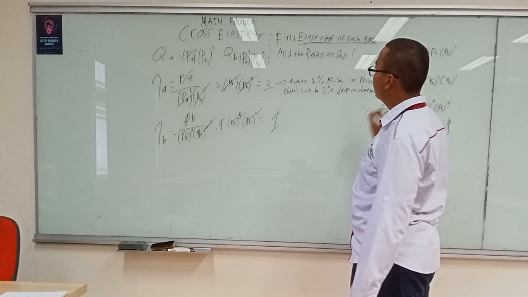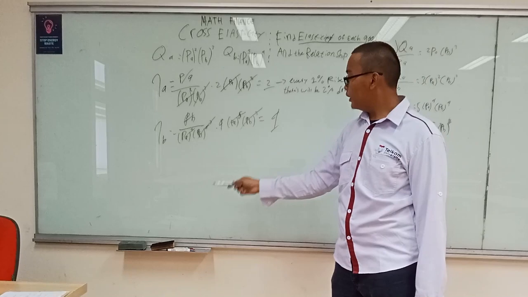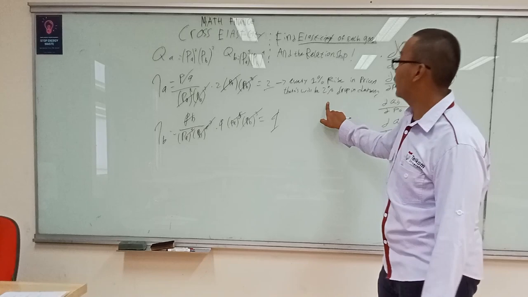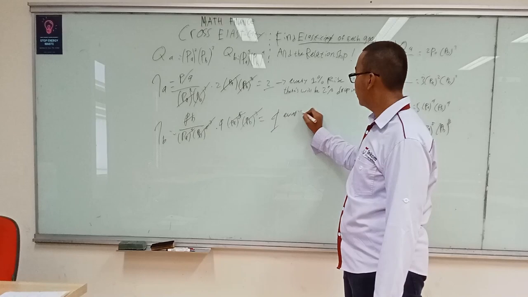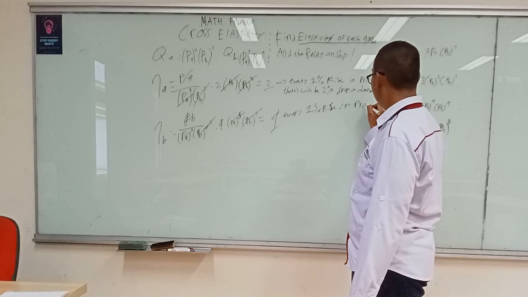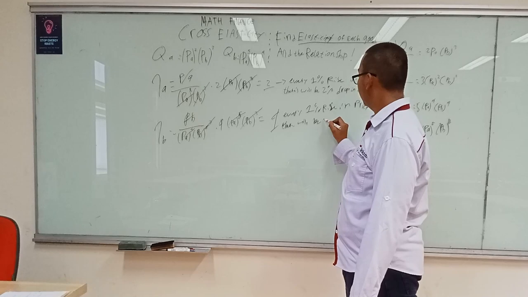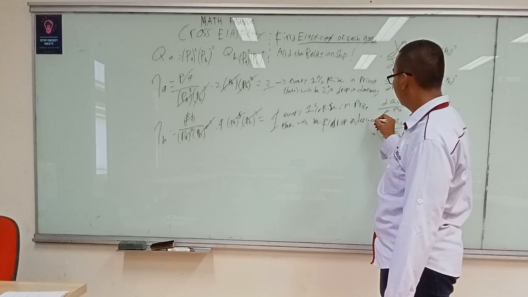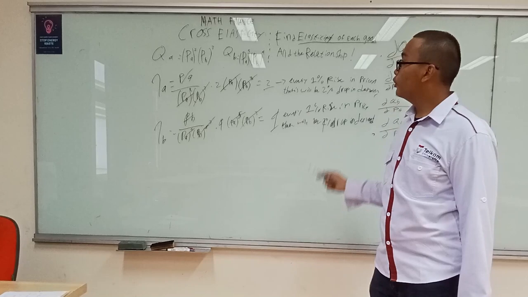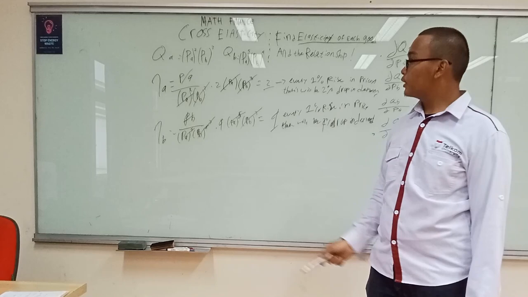because the elasticity we're using is actually demand elasticity. So for B, it's like this, but instead of 2%, it's going to be 4%. So if we write it, every 1% rise in price, there will be a 4% drop in demand. Okay, so this is how you find the elasticity of A and B. Next, we're going to find the cross elasticity of A and B.